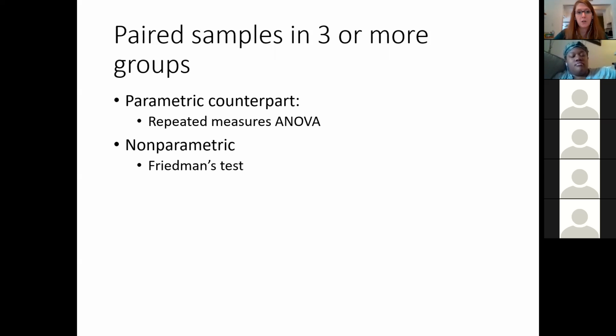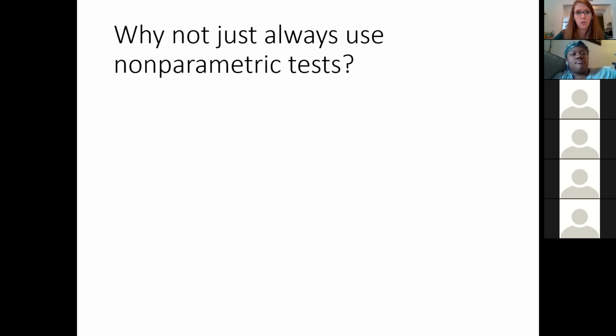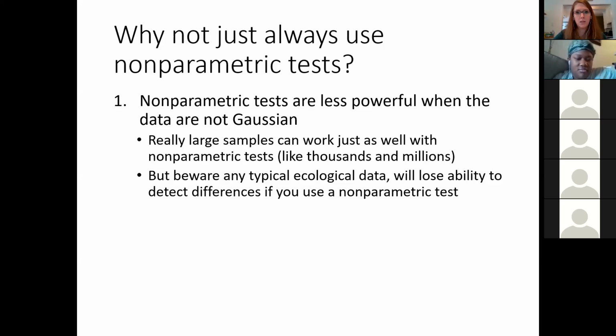The non-parametric counterpart to this is called Friedman's test. Does the same thing, but without assuming a normal distribution. Okay, so that's the quick overview that they exist, right? So why wouldn't we just always use non-parametric tests? We've gone through all of this work of trying to figure out if something is normally distributed or not, and we had this option all along to just use a test that didn't assume normality. Why wouldn't we just use them to begin with?